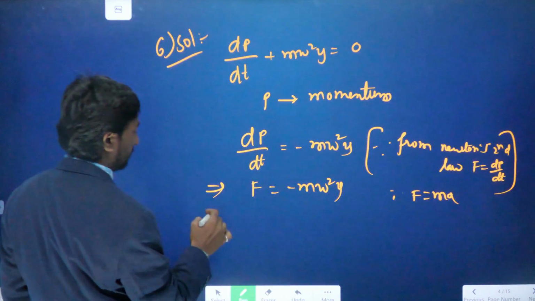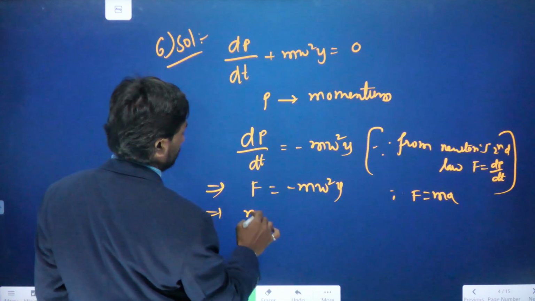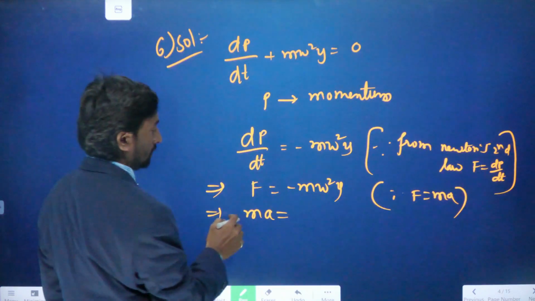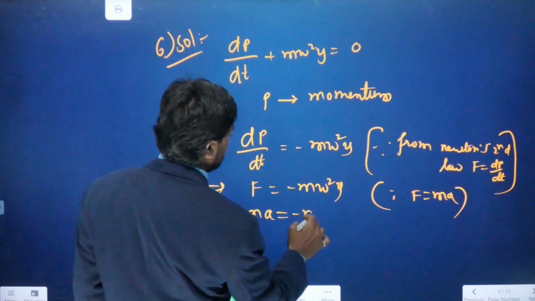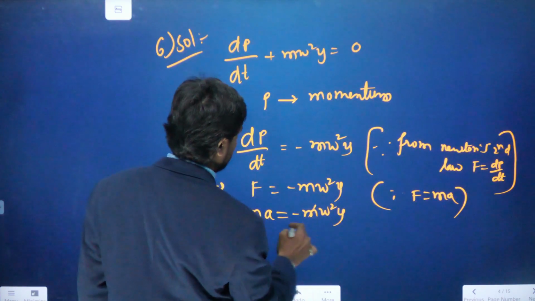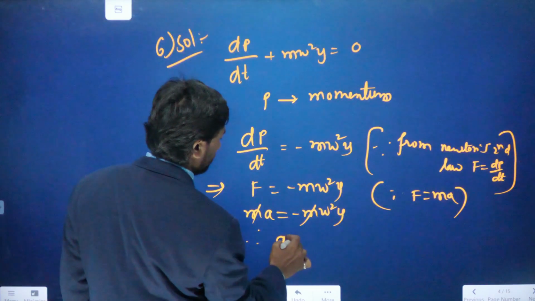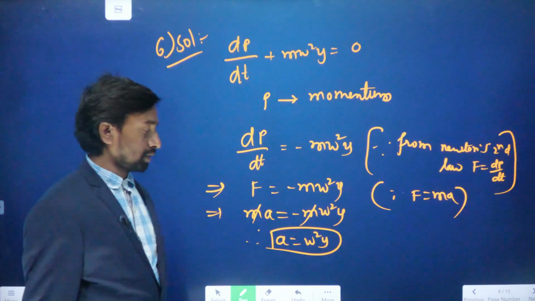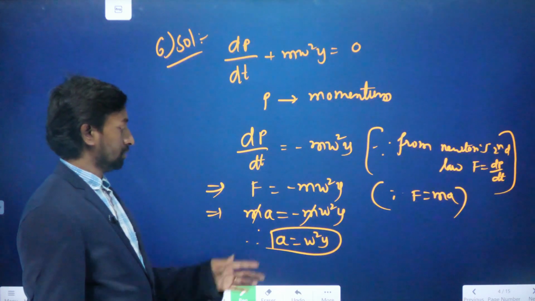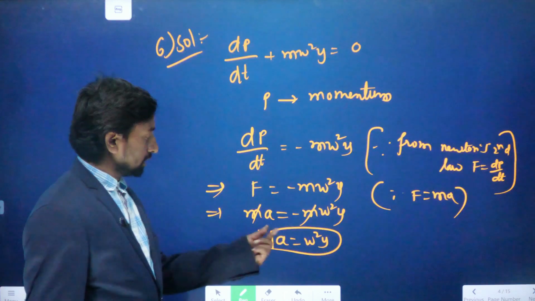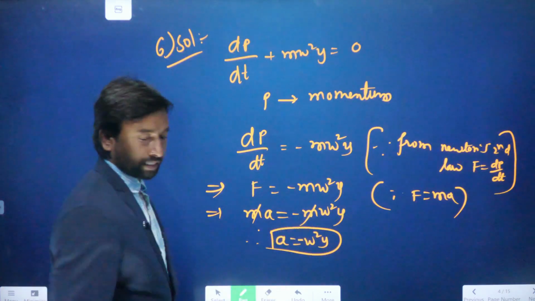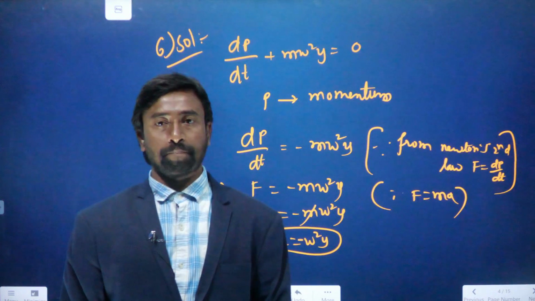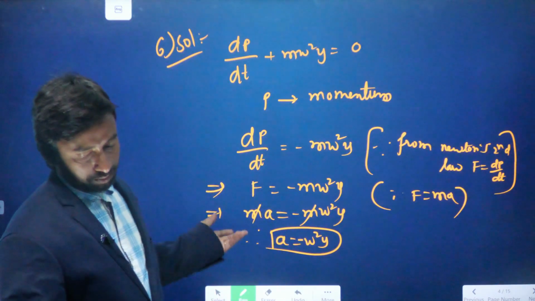So from that equation, if you substitute m into a in place of f, we get m into a is equal to minus m omega square y. This m will be cancelled, therefore a is equal to minus omega square y. So that is the equation. Minus omega square y means it is the acceleration. If it is the acceleration, then it will have simple harmonic motion. So that particle has simple harmonic motion.